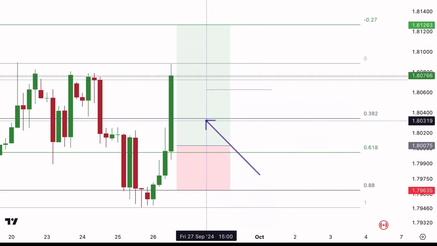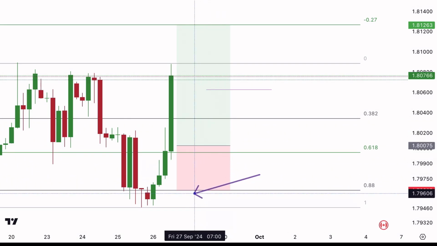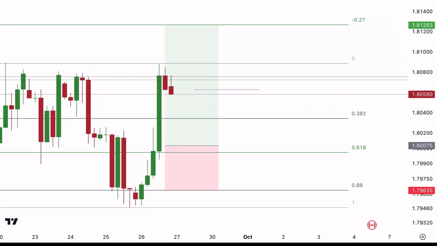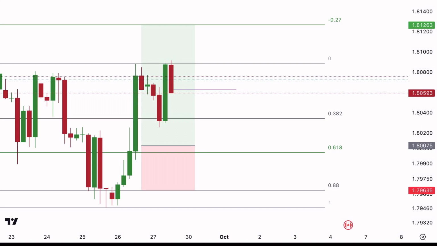Price has also broken above the 38 level, meaning our stop loss can now go from the 88 level to our entry level, and it now becomes a risk-free trade. So right now we're just waiting and waiting and waiting until our TP is hit.